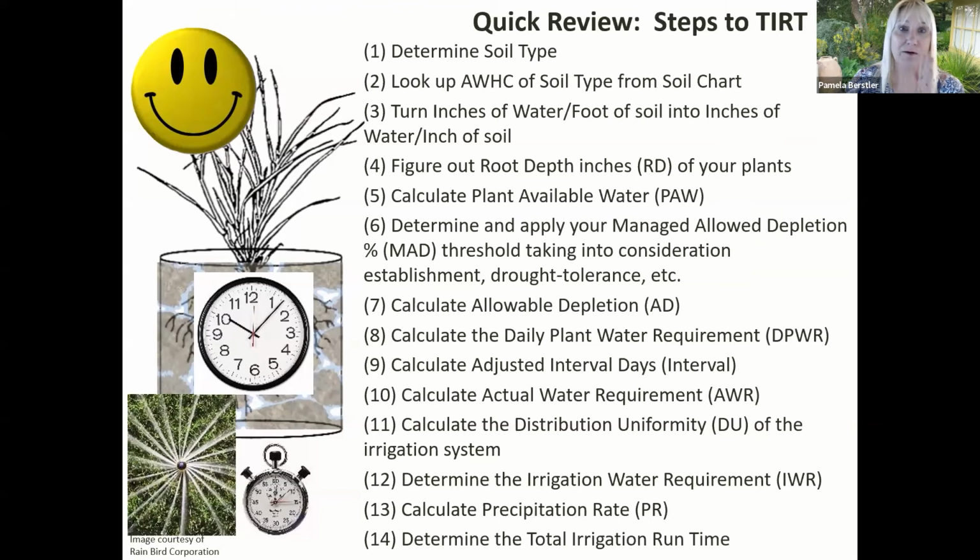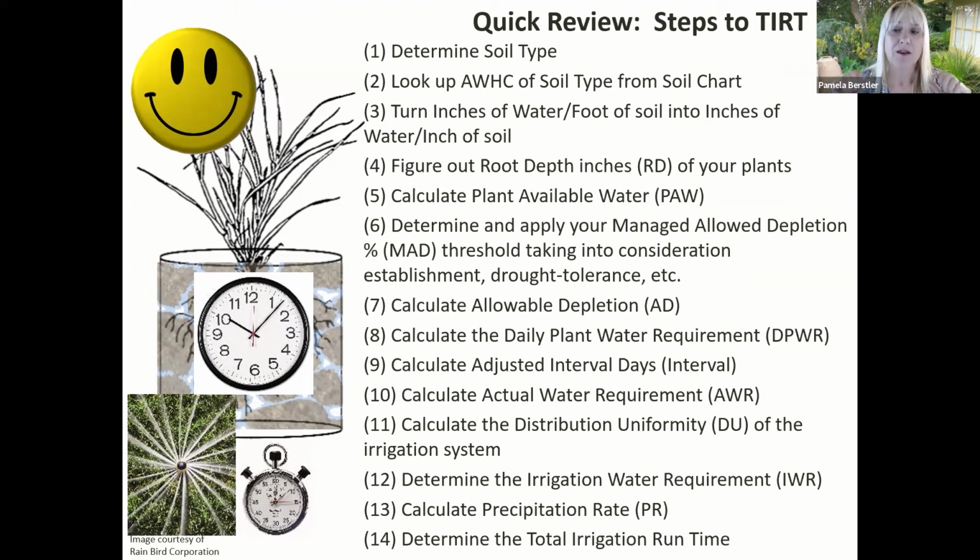So let's quickly review the steps to total irrigation run time. We determine the soil type because we need to know the soil moisture reservoir. So soil type and the available water holding capacity per soil type. We multiply that by root depth. That tells us how much water is in the soil moisture reservoir, and that is also called plant available water.